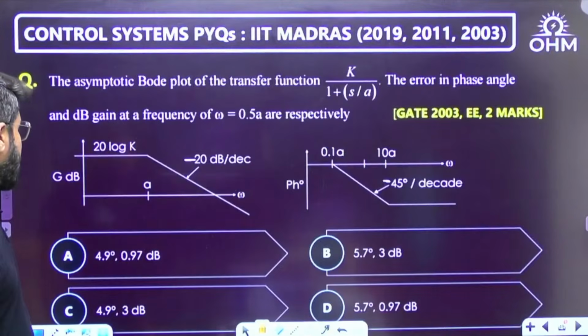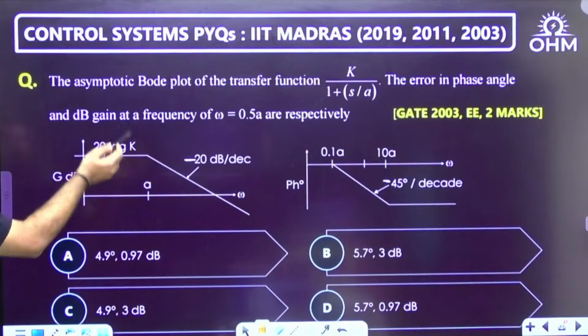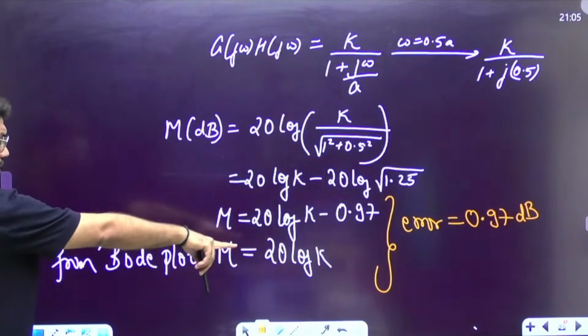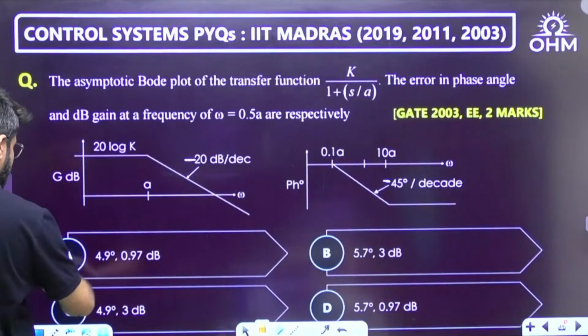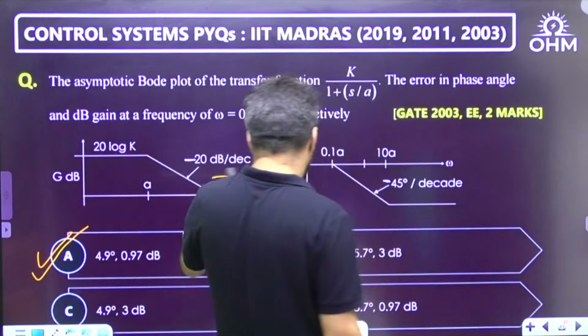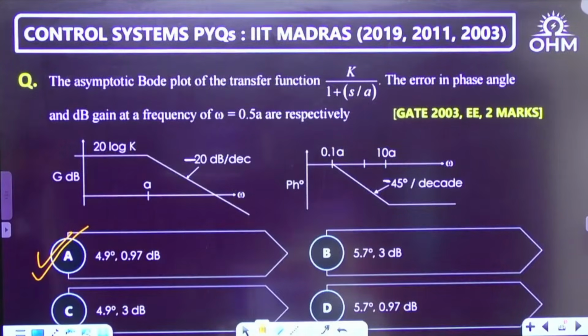So the error in phase angle and dB gain respectively: 4.89, approximately 4.9, and the magnitude error was 0.97. So option number A will match our calculation. Option number A will be matching my calculation. Done.